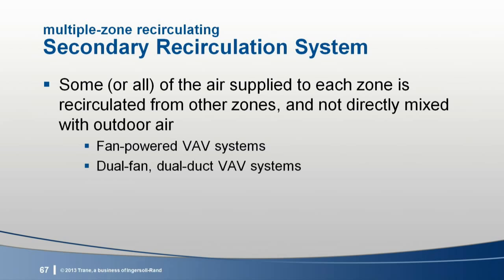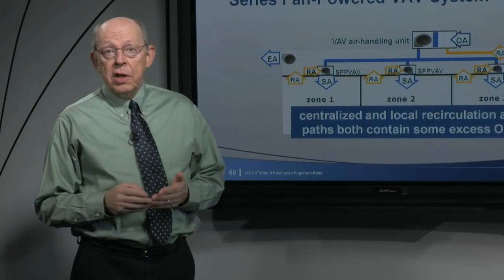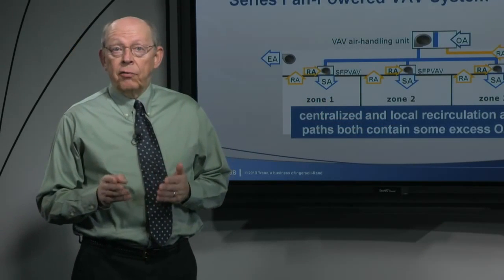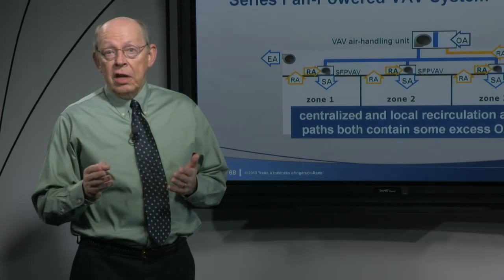And two-fan dual-duct VAV systems recirculate air from all zones through both the heating air handler and the cooling air handler. In a series fan-powered VAV system, one air handler brings in outdoor air at a central location and mixes it with air recirculated from all zones before delivering it as primary air to all zones. In addition, each VAV box recirculates air from the ceiling plenum, providing a secondary recirculation air path. Standard 62 calculations result in a credit for excess unused outdoor air in the recirculated air, whether that recirculation occurs centrally or locally.